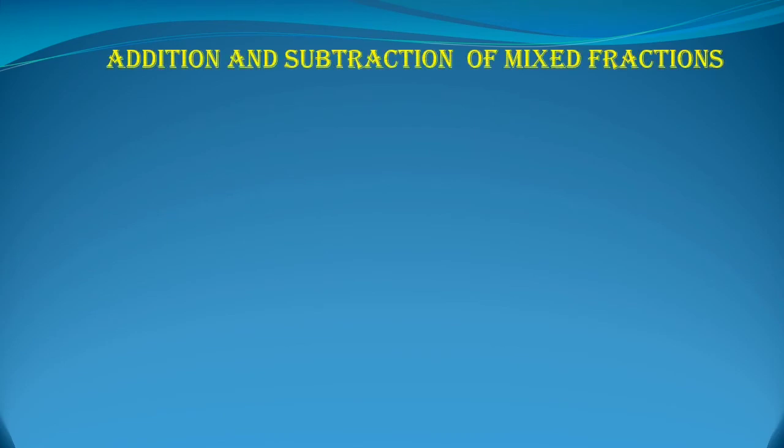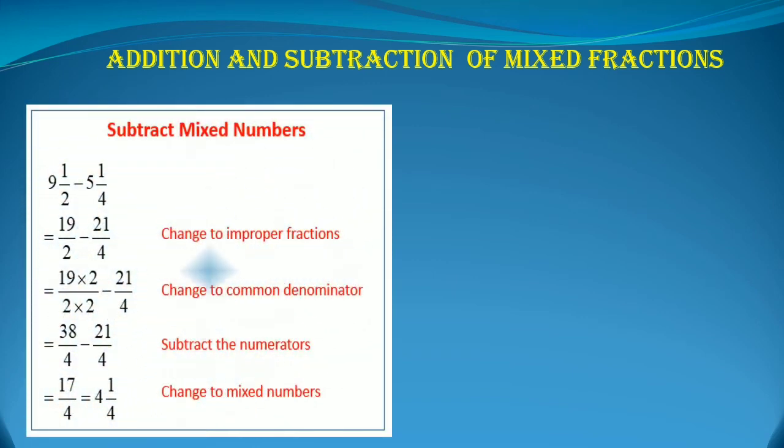Addition and subtraction of mixed fractions. Here is one example. I have two mixed fractions, 9 and 1 by 2 and 5 and 1 by 4. First of all, change to improper fractions, then change to common denominator.